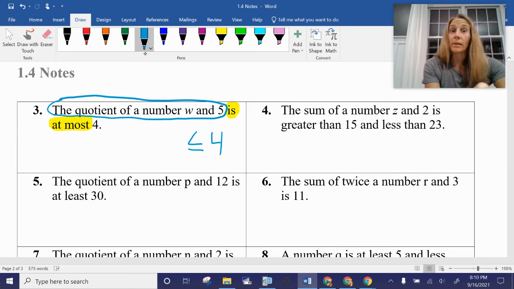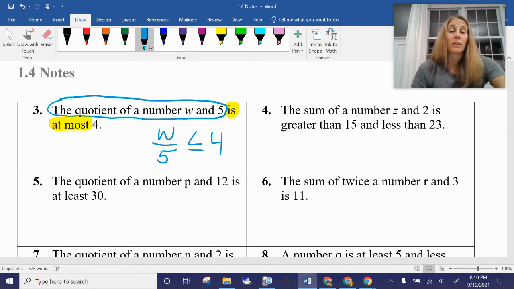The quotient, that means division, of a number W and 5. So W over 5. If you did the divide sign instead, that works, but in algebra, start getting used to writing division as a ratio.